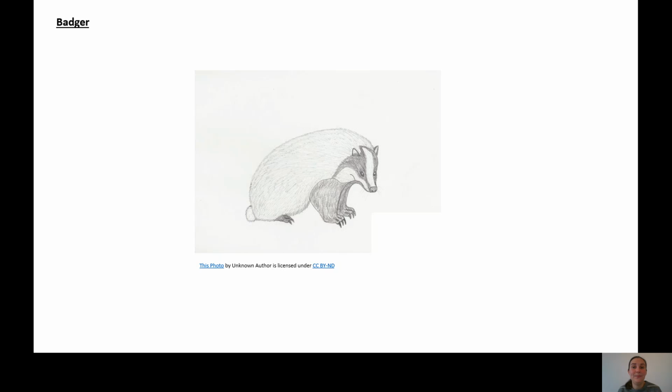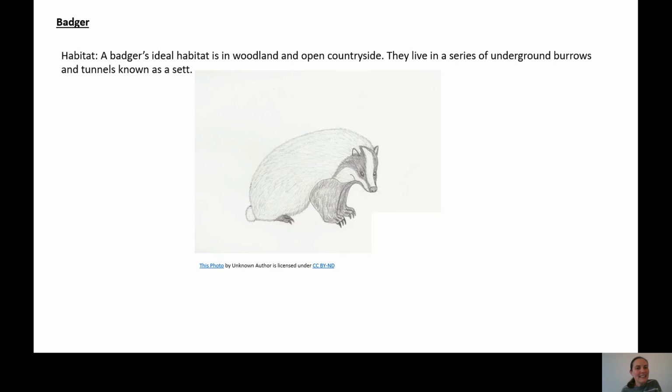I just, as an aside, I chose a badger because I was pretty sure that you wouldn't be seeing a badger when you look out your window or go outside today. I've lived in London for 37 years and I've never seen a badger. But who knows, you might be lucky and see a badger. They are around, but usually not in the city. Their ideal habitat is in woodland and open countryside. They live in a series of underground burrows and tunnels known as a set.